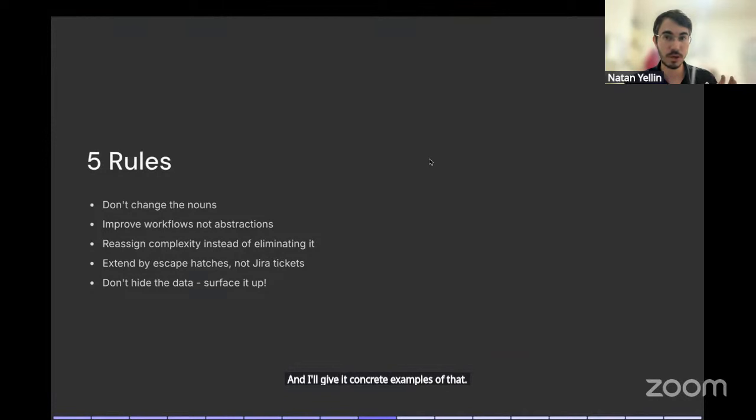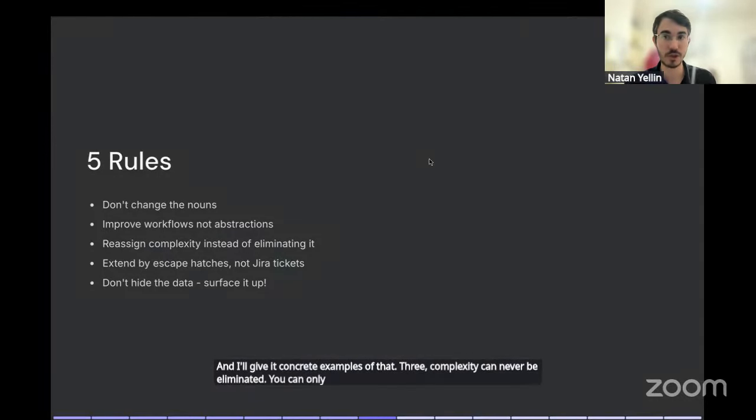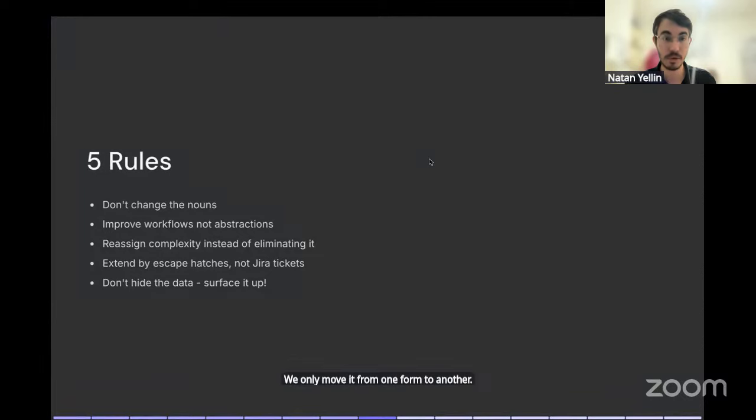Third, complexity can never be eliminated. You can only reassign it. So it's like the first law of thermodynamics. You can't create or destroy energy. You can only move it from one form to another. So too, complexity can be moved around between different teams. And I'll show you what are some good ways of moving complexity around. And you can't get rid of complexity though.